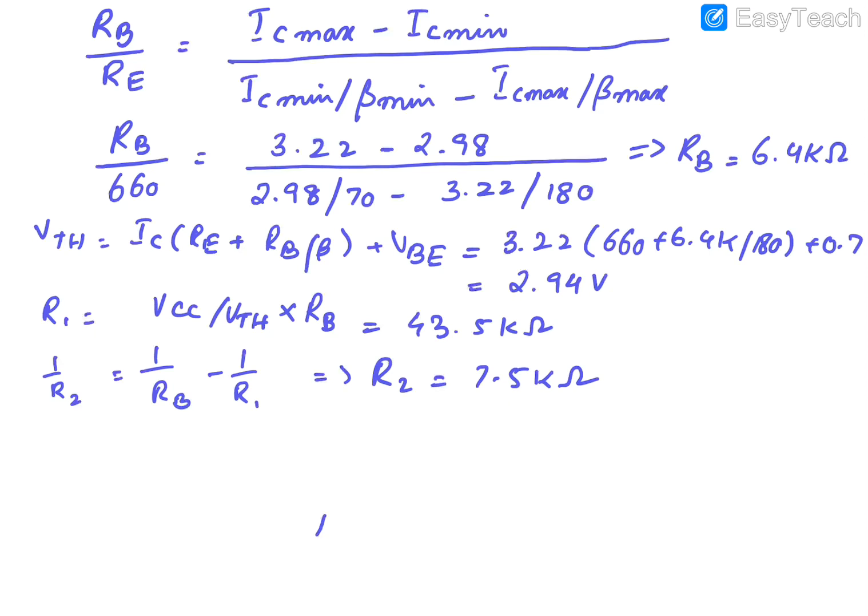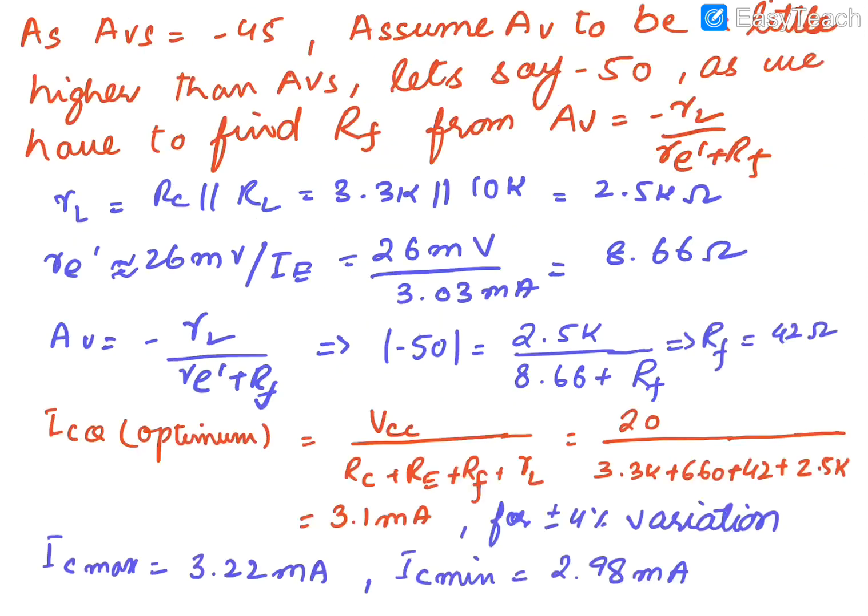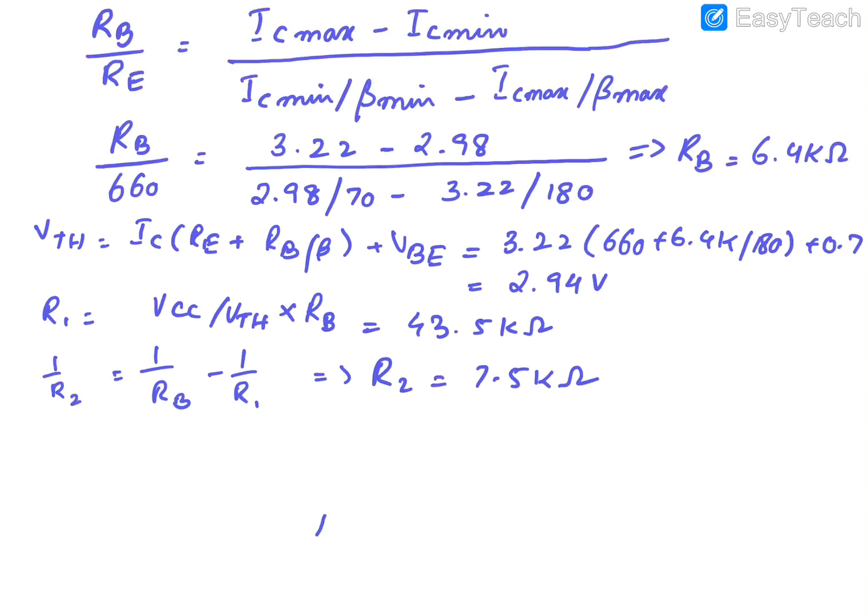So finally we have designed the common emitter amplifier circuit with partly bypassed emitter resistance, as we have found all the resistance values including RF, RE, R1, R2.